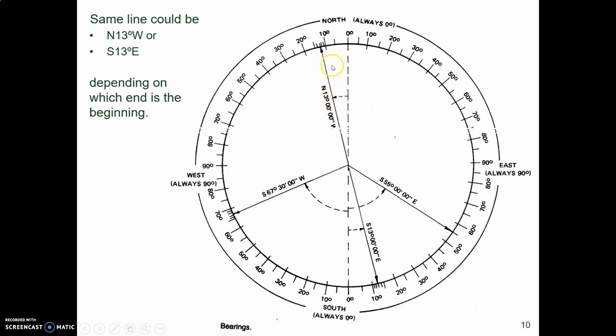So here's an example. See this line that goes all the way through this compass? If you want, you can describe that line's angle by starting at the north, rotating 13 degrees west. That takes you to this line. Or if you prefer, you can start at the south, then rotate 13 degrees toward the east. That takes you to that line. And that is just the same line at the same angle. One says north 13 degrees west. The other one says south 13 degrees east. Same line.